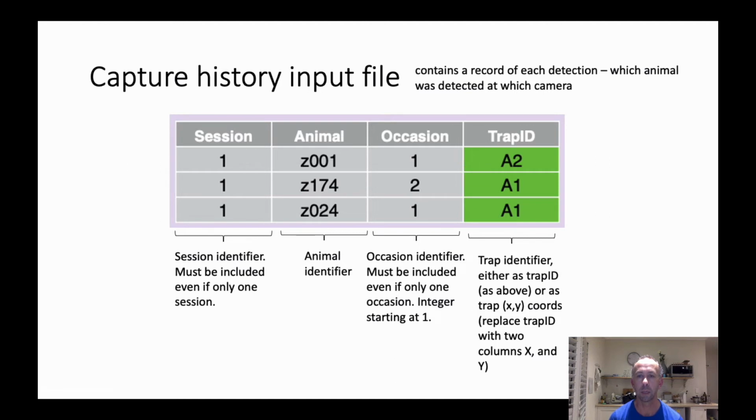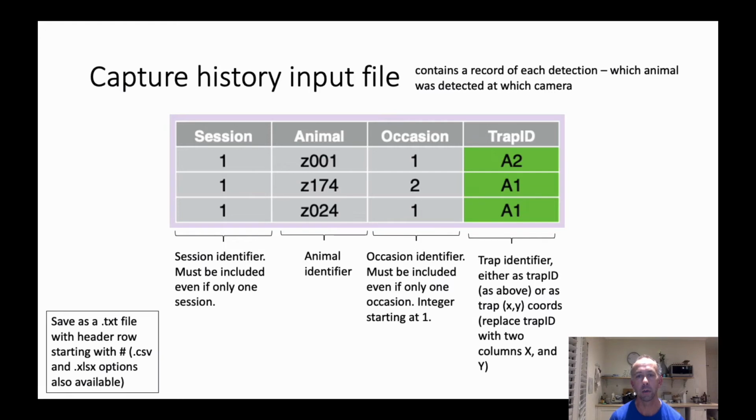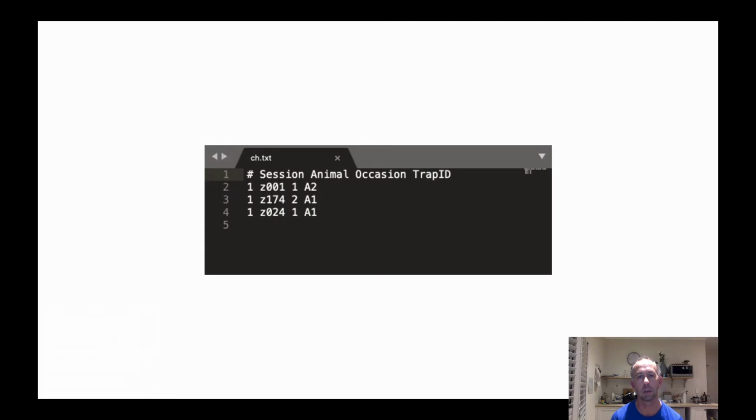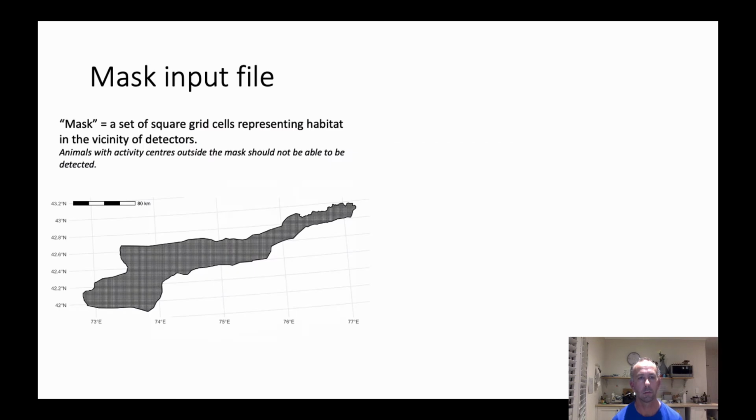There are 2 different ways that you can record the ID of a trap. Either you can use a categorical ID that relates back to the ID that was used in the camera trap input file, or you can record the XY coordinates of the camera. If you're going to use the XY coordinates of the camera, you'd replace this trap ID column with 2 columns, one for the X and one for the Y coordinates. Again, you can save this as a text file or as a CSV or Excel spreadsheet. So in the text file format, a capture history input file would look something like this.